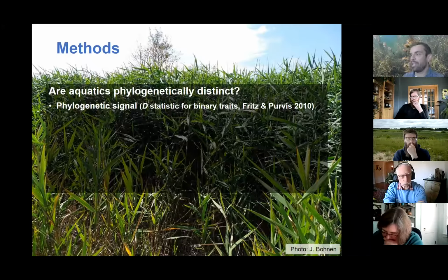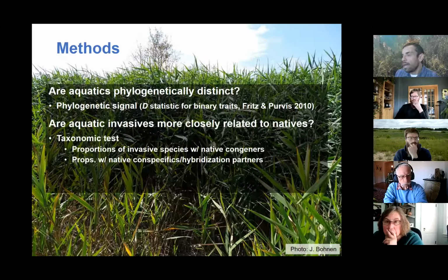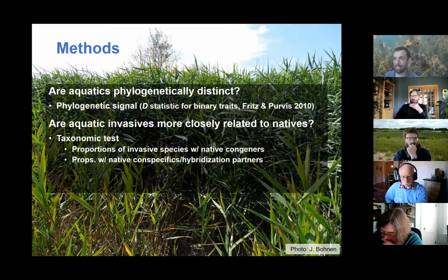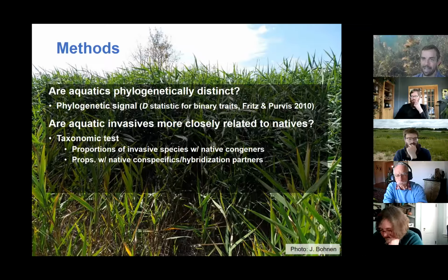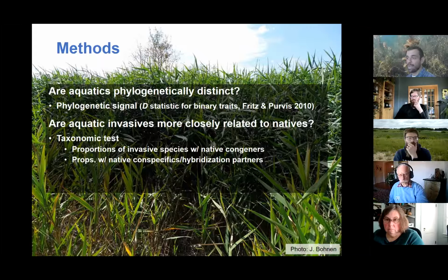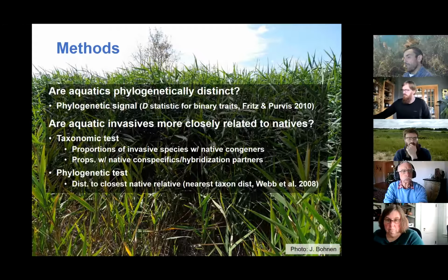So then with this tree built, I asked a few questions. One, are aquatics phylogenetically distinct? And for that, I tested for what's called phylogenetic signal, that there's sort of non-random sharing of traits based on relatedness. And I also explored whether aquatic invasives are more closely related to natives than terrestrial invasives are. And I did two tests, a taxonomic test, looking just at the proportions of invasive species with native congeners, that is other species in their same genus, and the proportions with native conspecifics or hybridization partners. That is cases where we have native and non-native subspecies of the same species, or different species, but closely related enough that they can produce viable hybrid offspring. And paired with this taxonomic test was a phylogenetic test where rather than categorical counts, I used phylogenetic distance to look at relatedness.